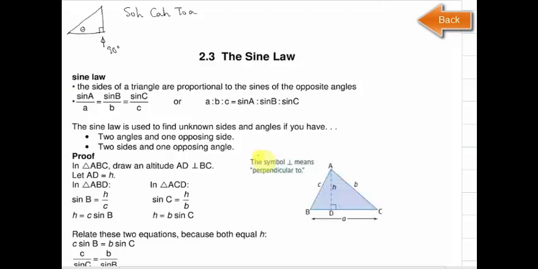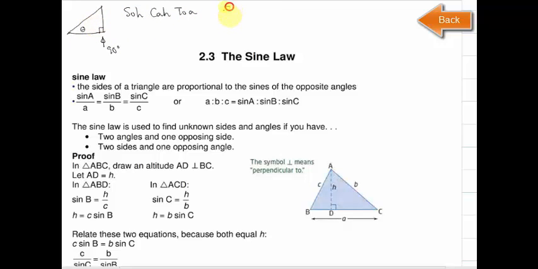Okay, so we're going to take a look at section 2.3, the sine law. And just to review, when you have a right triangle, that means a triangle that has 90 degrees in it, you can use SOHCAHTOA to solve for any missing sides and angles, right?